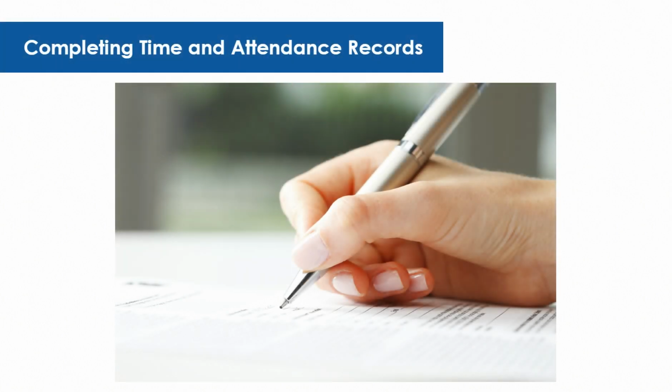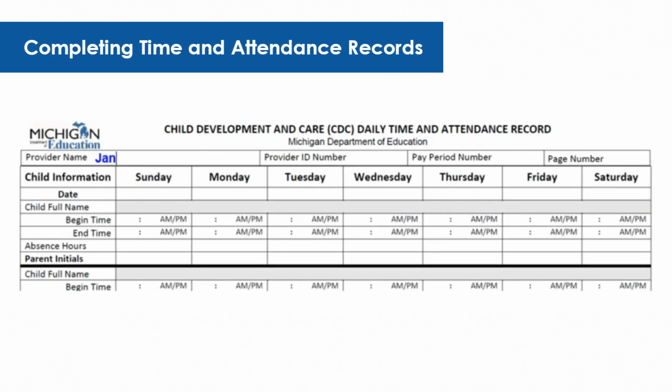Now that we've gone through the details of what you should have on your time and attendance records and important information, let's go through an example of how to complete the time and attendance records form. We'll begin by entering our name, then our 7-digit provider ID number, the 3-digit pay period number, and the page number. We'll also want to be sure to enter the dates for the days of the pay period.